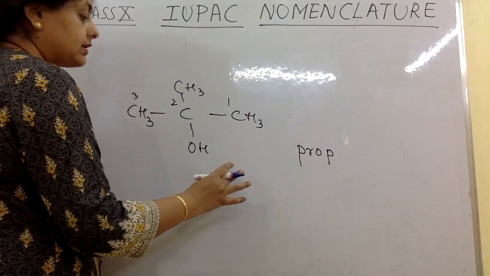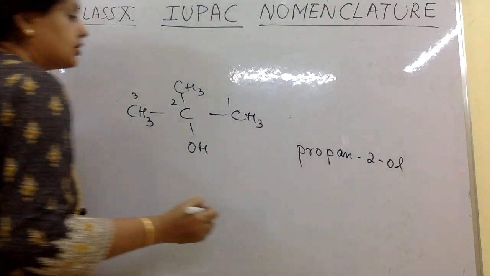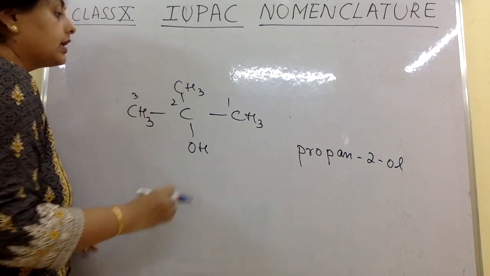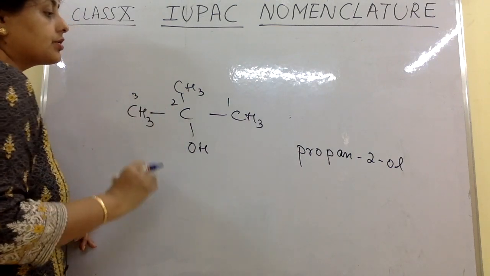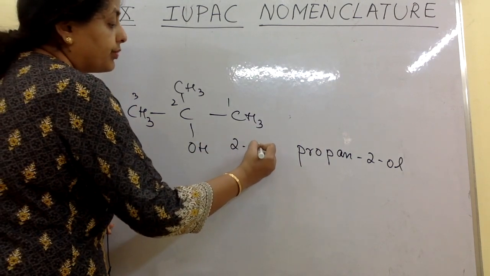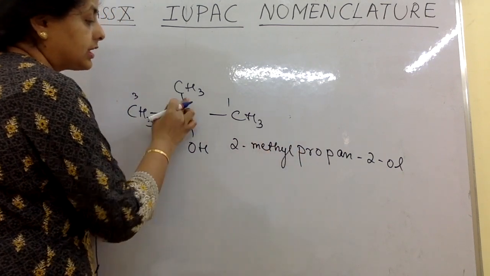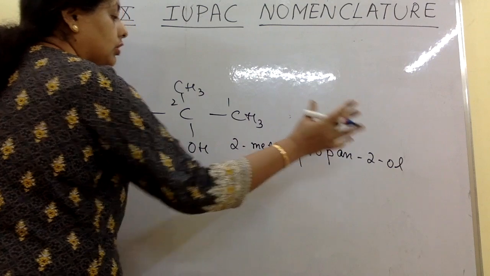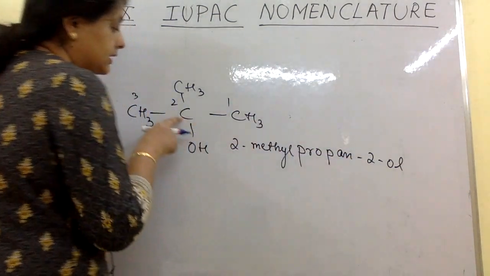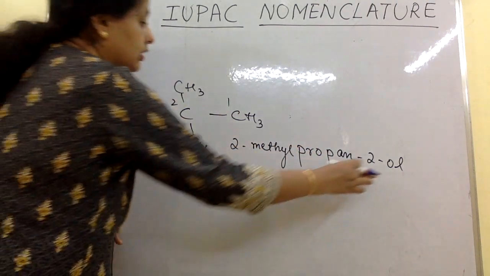Now we are going to name it as propan-2-ol. The 2 tells us that the OH group is linked to the second carbon atom. But what about this? That is 2-methyl. To the second carbon atom we have one methyl group: 2-methylpropan-2-ol. So methyl is for the CH3, 2 for the second carbon, propan for the 3 carbons, and ol for the OH group.